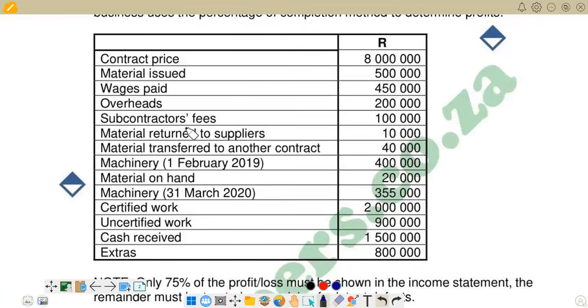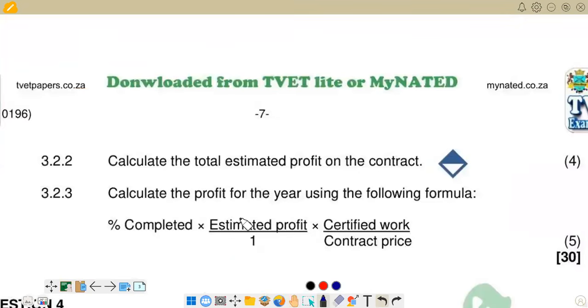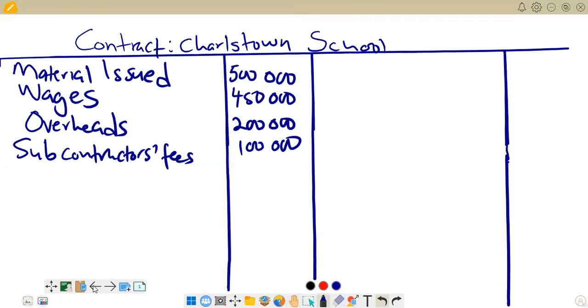After subcontractors, we've got material retained to suppliers. Remember, materials, we enter them on the debit as a cost. So this material retained, it means they were not used, but they were retained. So it means we are going to enter them on the credit side. Remember, I said anything that is going to reduce this cost, we enter it on the credit side. So the amount is 10,000. So we go to the credit side of that account, and then this is material retained, and it is an amount of 10,000.